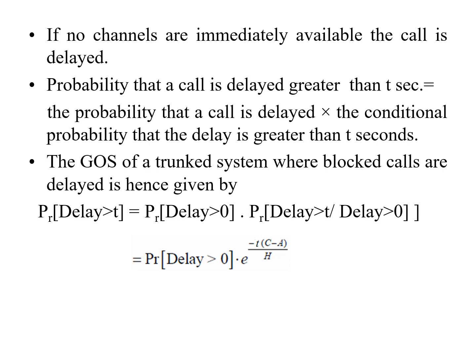If no channels are immediately available, the call is delayed. The probability that a call is delayed by more than t seconds is equal to the probability that a call is delayed, multiplied by the conditional probability that the delay is greater than t seconds. The GOS of a trunk system where blocked calls are delayed is hence given by: probability of delay greater than t is equal to probability of delay greater than 0 multiplied by probability of delay greater than t conditioned on delay greater than 0, and this is equal to probability of delay greater than 0 multiplied by exponential of minus (c minus A) t divided by H.